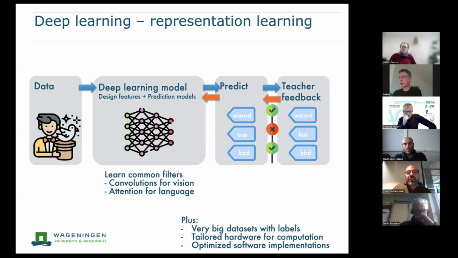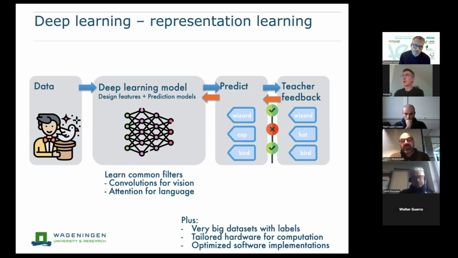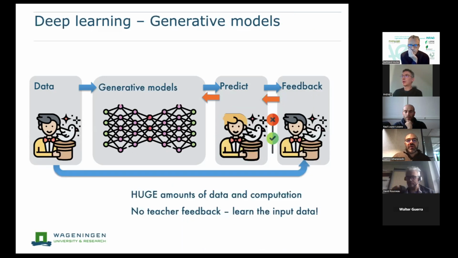And these kinds of models are using convolutions for machine vision or attention or transformers for language models. And this is what enabled the current development of artificial intelligence and many of the new methods that we see succeeding lately. It was this plus the fact that there were very big data sets collected with labels, tailored hardware for computation, and optimal software implementations.